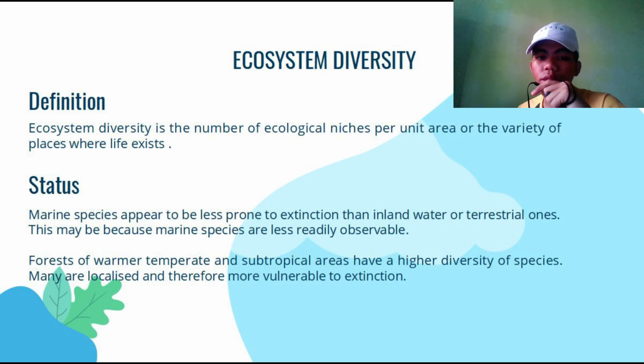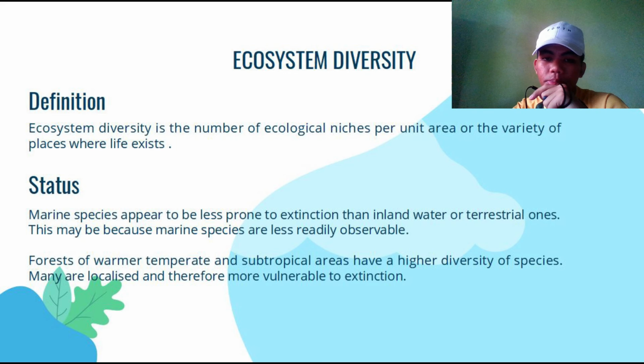The last one is ecosystem diversity. It can be defined as the number of ecological niches per unit area or the variety of places where life exists. For the status, marine species appear to be less prone to extinction compared to inland water or terrestrial ones. This may be because marine species are less readily observable. However, it is possible that a higher proportion of marine than terrestrial or inland water species has become extinct without our knowing.